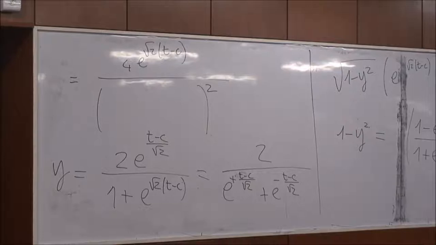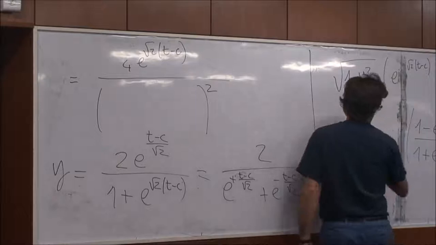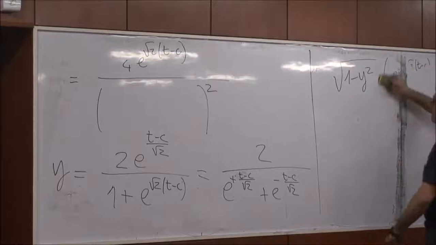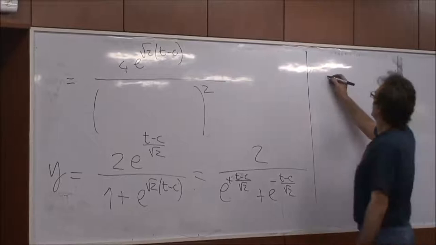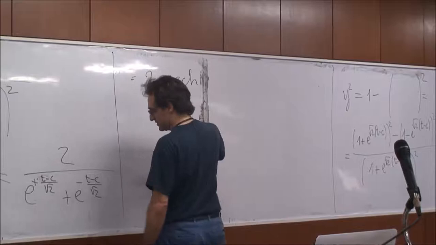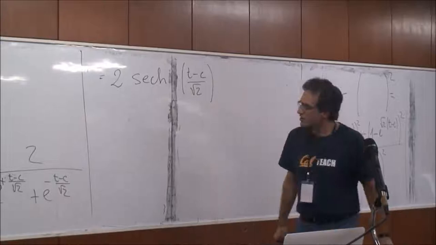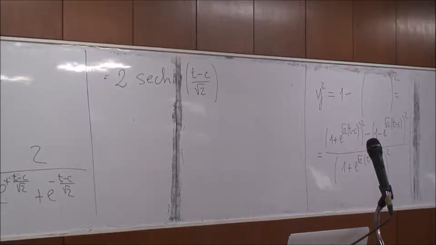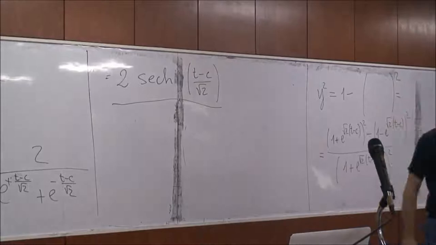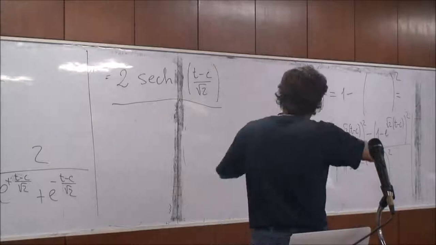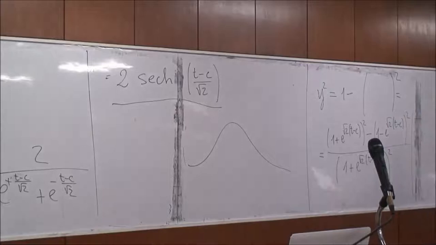What we obtain is hyperbolic secant of (t minus c) over square root of 2. Is it correct or is there some factor, I don't know. Anyway, this is the expression we got at the end, and it is exactly a function with the half bell shape we saw at the beginning. Notice that in this integration the invariance by translation is also included.